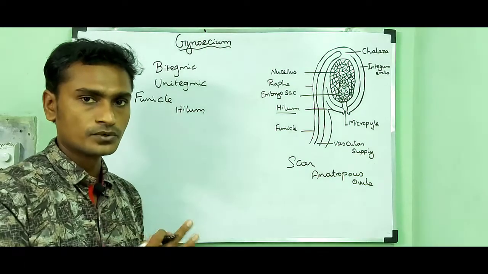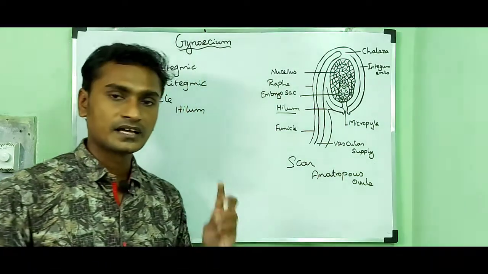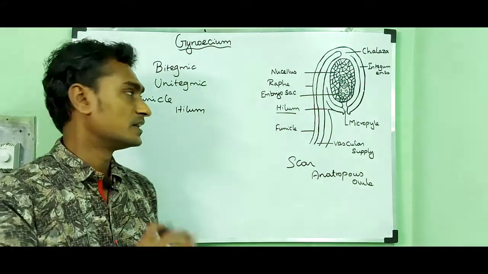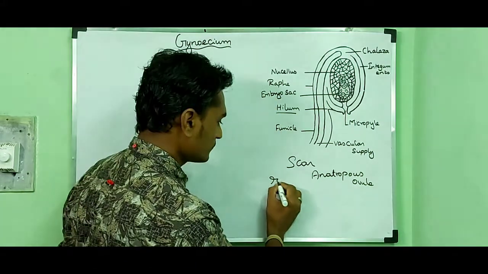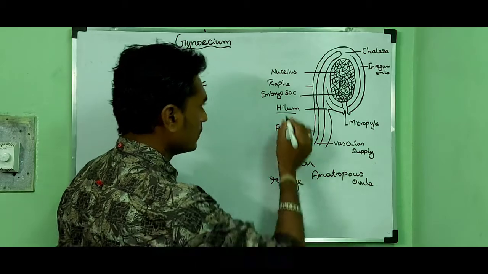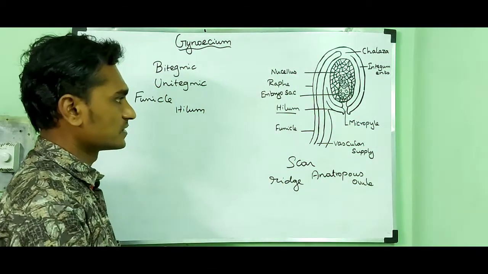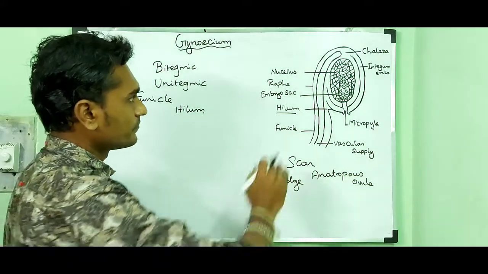In an inverted ovule, the funicle is attached to the body of the ovule and forms a ridge called raphe. Then nucellus.